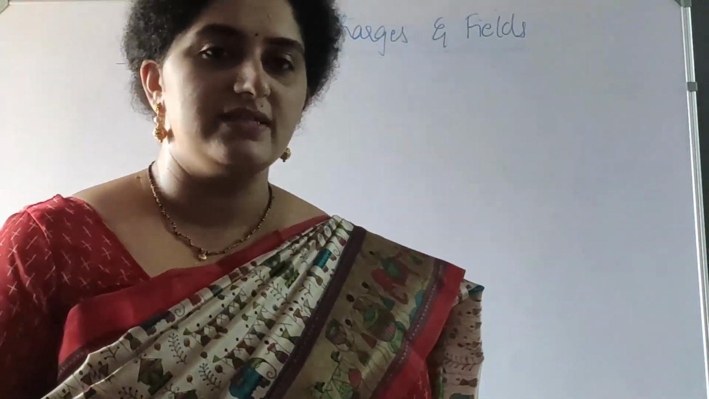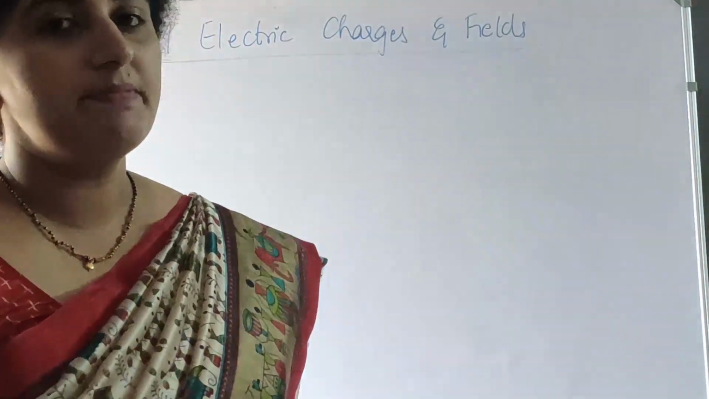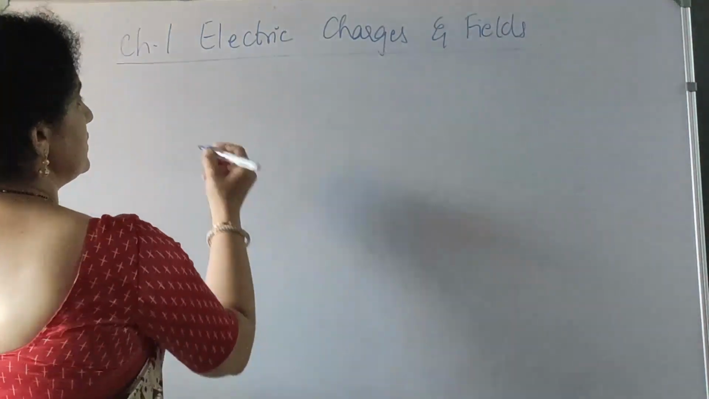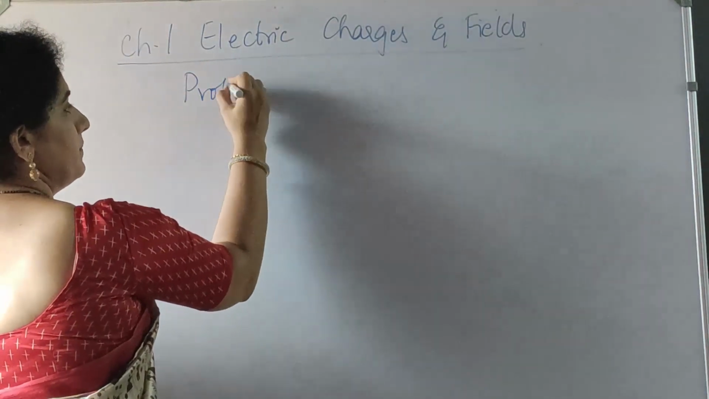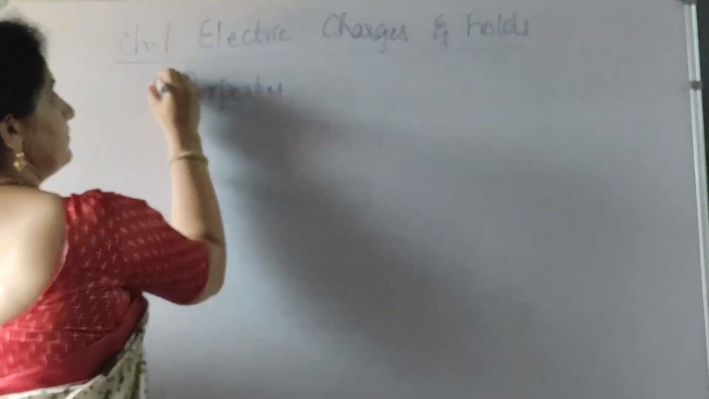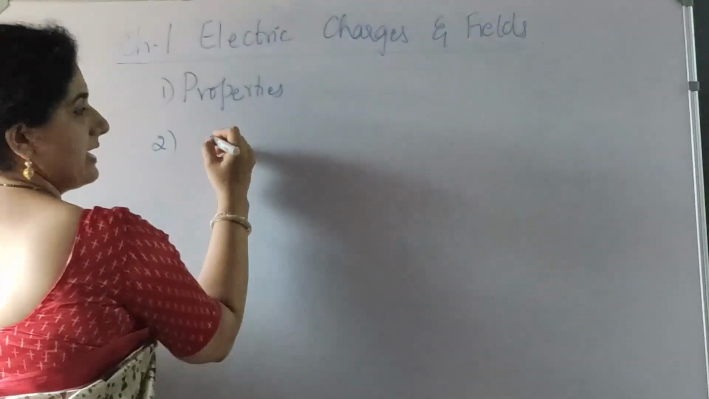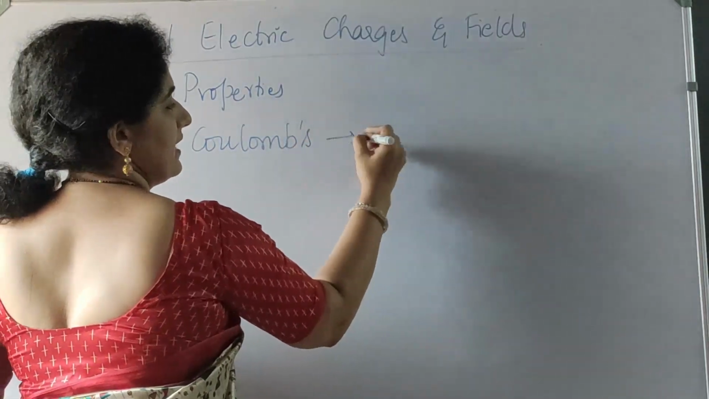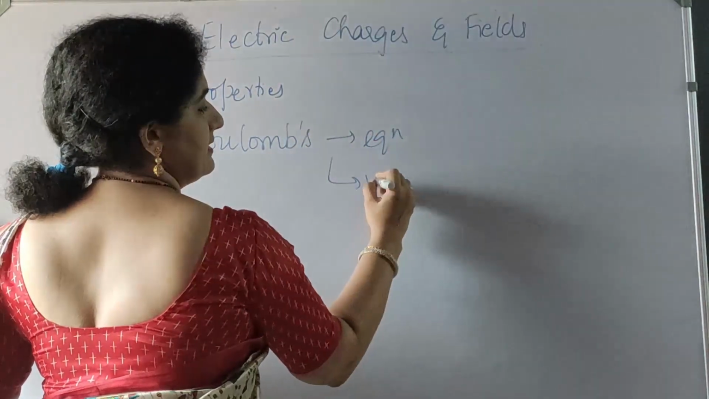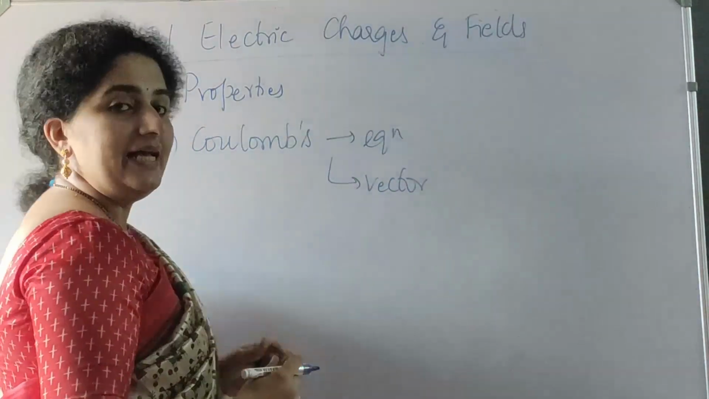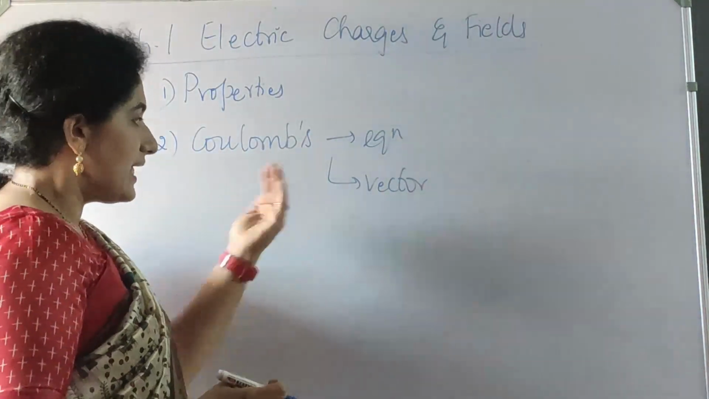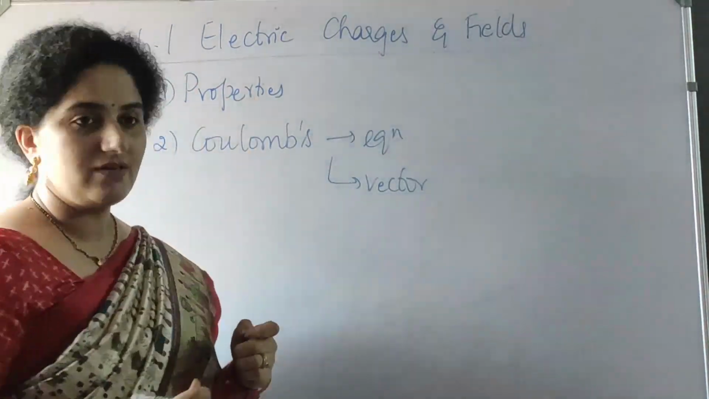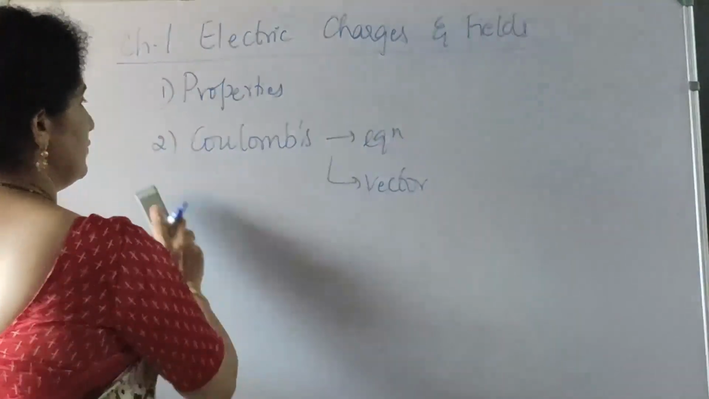Today's class we will go with the next concept, that is properties of charges, and then we will see about Coulomb's law. First we will go with the properties of charges. Next we will see about Coulomb's law, which is very important, and under this we have the equation, then the vector representation of the form, direction, all those things. Then we will consider how to deal with multiple charges. So first we will go on with the properties of charges.